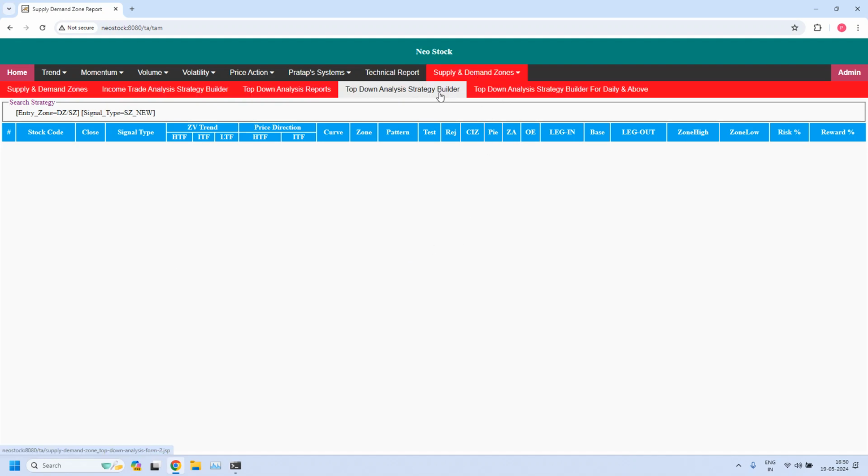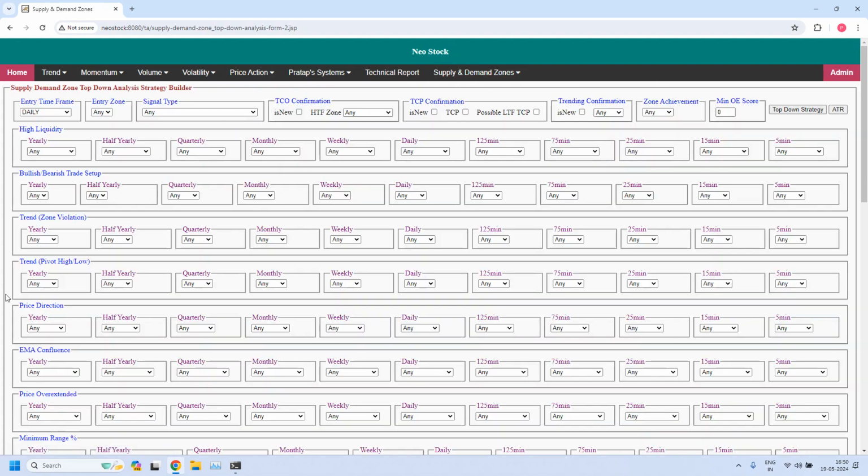Now let us find the stocks having weekly EMA Confluence. So entry time frame is weekly. First let us generate the demand zones having a weekly EMA Confluence. So in this parameter EMA Confluence, in weekly time frame, I am selecting the demand zone having a WEMAC, that means weekly EMAC.